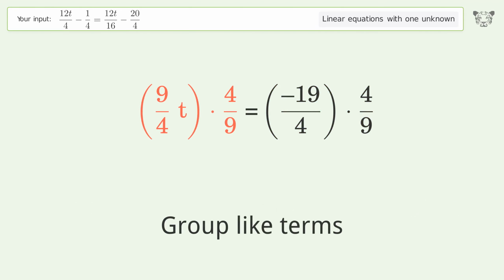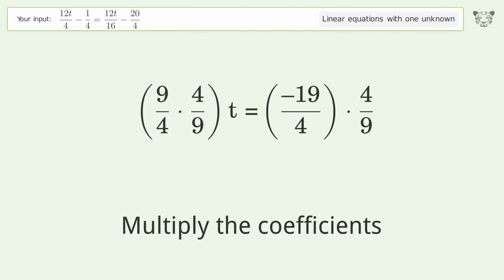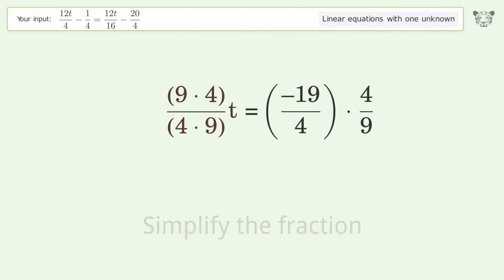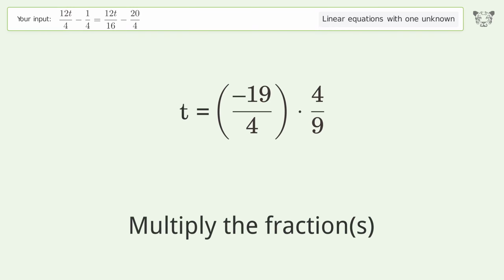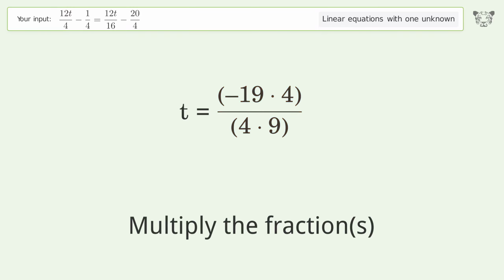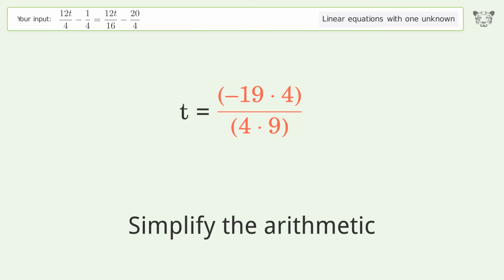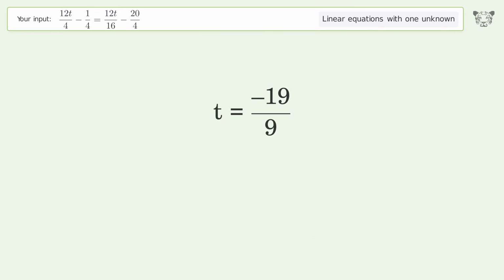Group like terms. Multiply the coefficients. Simplify the fraction. Multiply the fractions. Simplify the arithmetic. And so the final result is t equals -19/9.